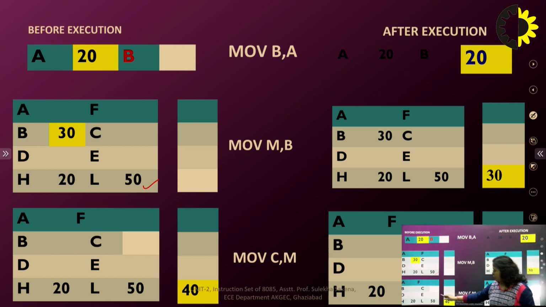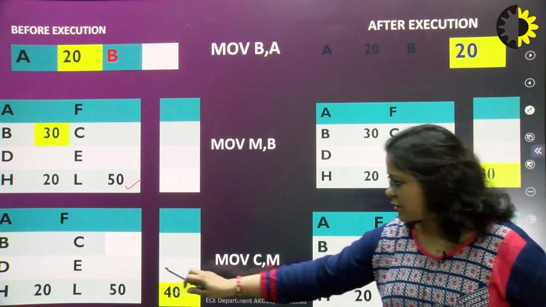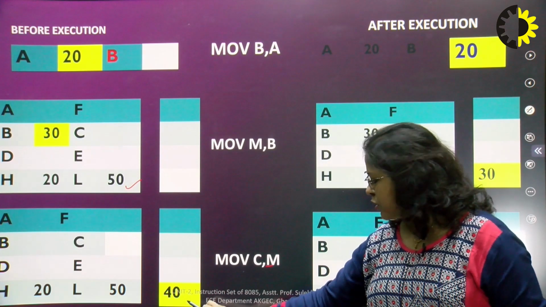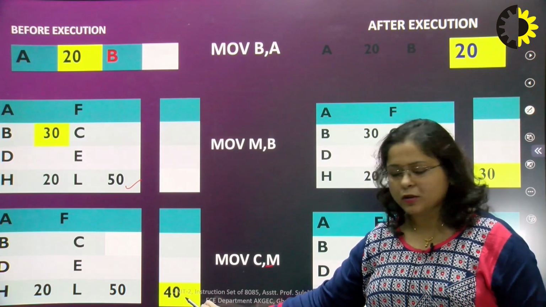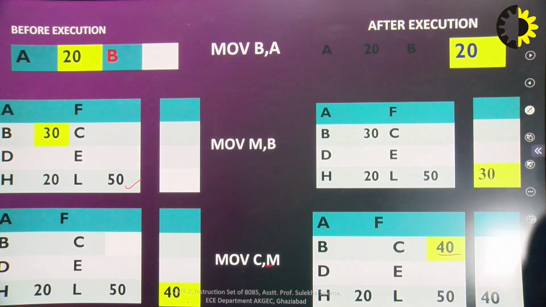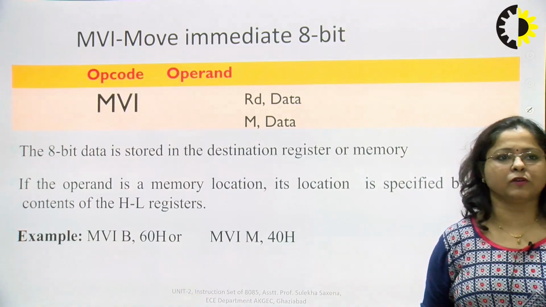Similarly, if we talk about the next instruction MOV C comma M, that is content of memory location, let the address be the same 2050 and content is 40. So after execution, this 40 is copied to C register. So C register will contain 40. So in this way, the MOV instruction will work.